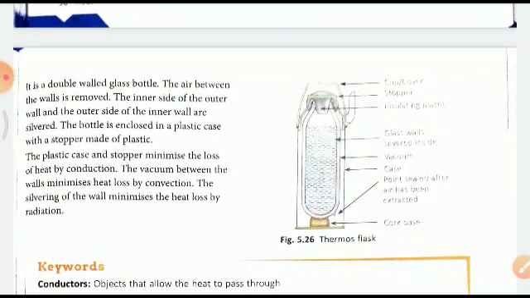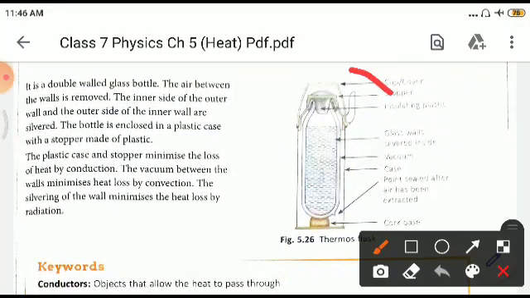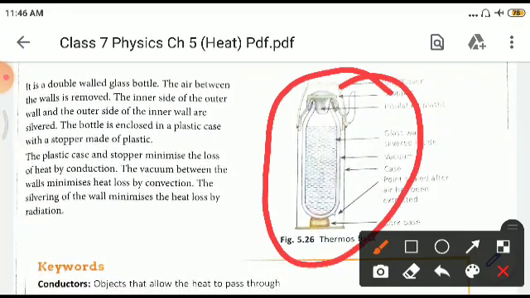The inner side of the outer wall and the outer side of the inner wall are both silvered. The bottle is enclosed in a plastic case with a stopper made of plastic. The plastic case and the stopper minimize the loss of heat by conduction. The vacuum between the walls minimizes heat loss by convection. The silvering minimizes heat loss by radiation. So the substance remains the same, right? And you can see this in this diagram also.